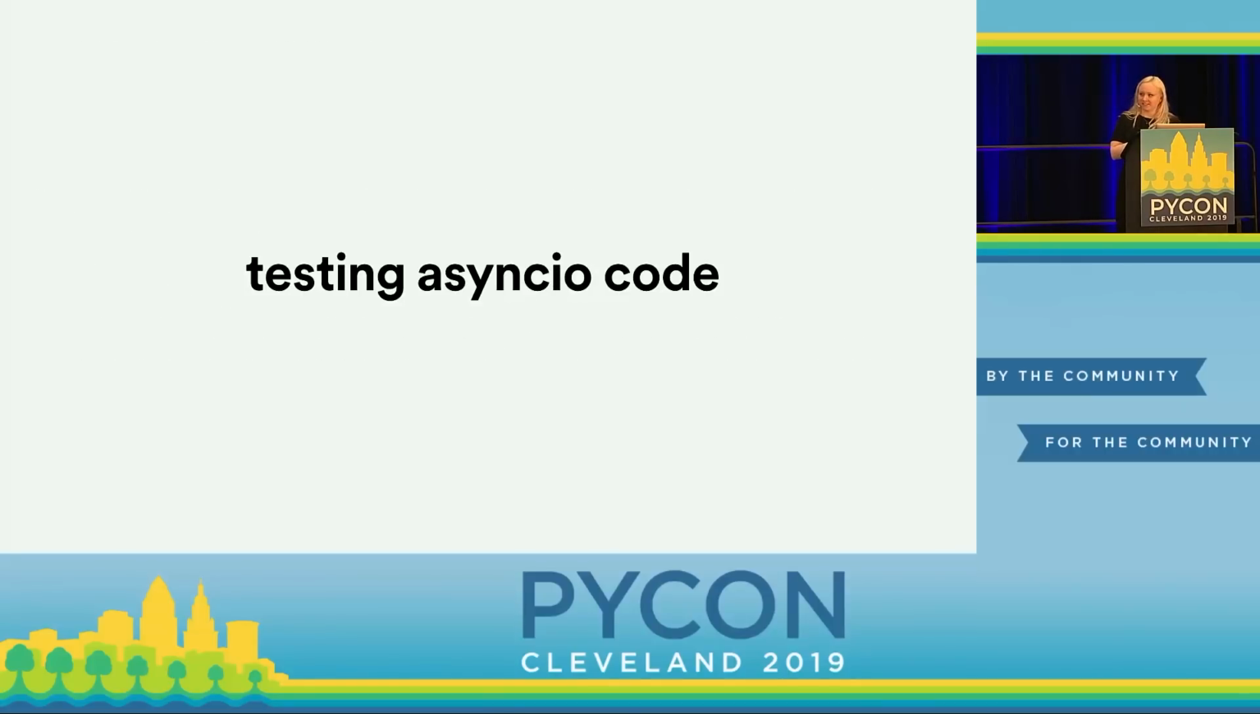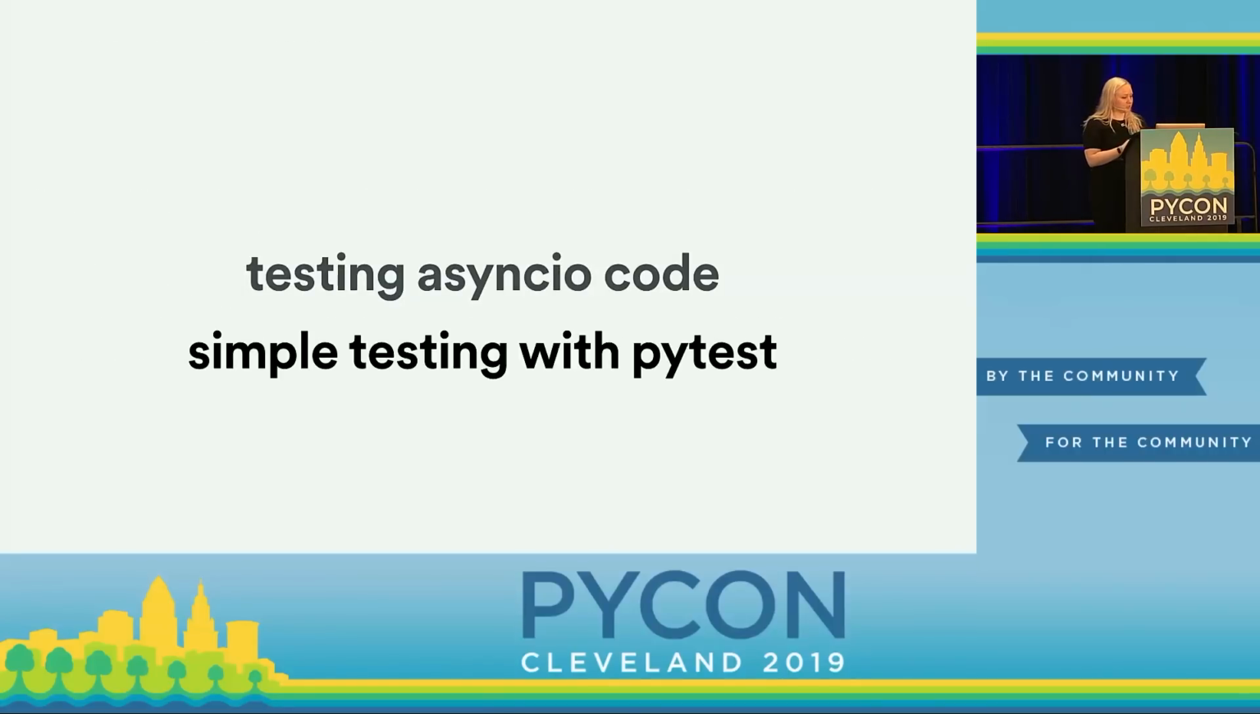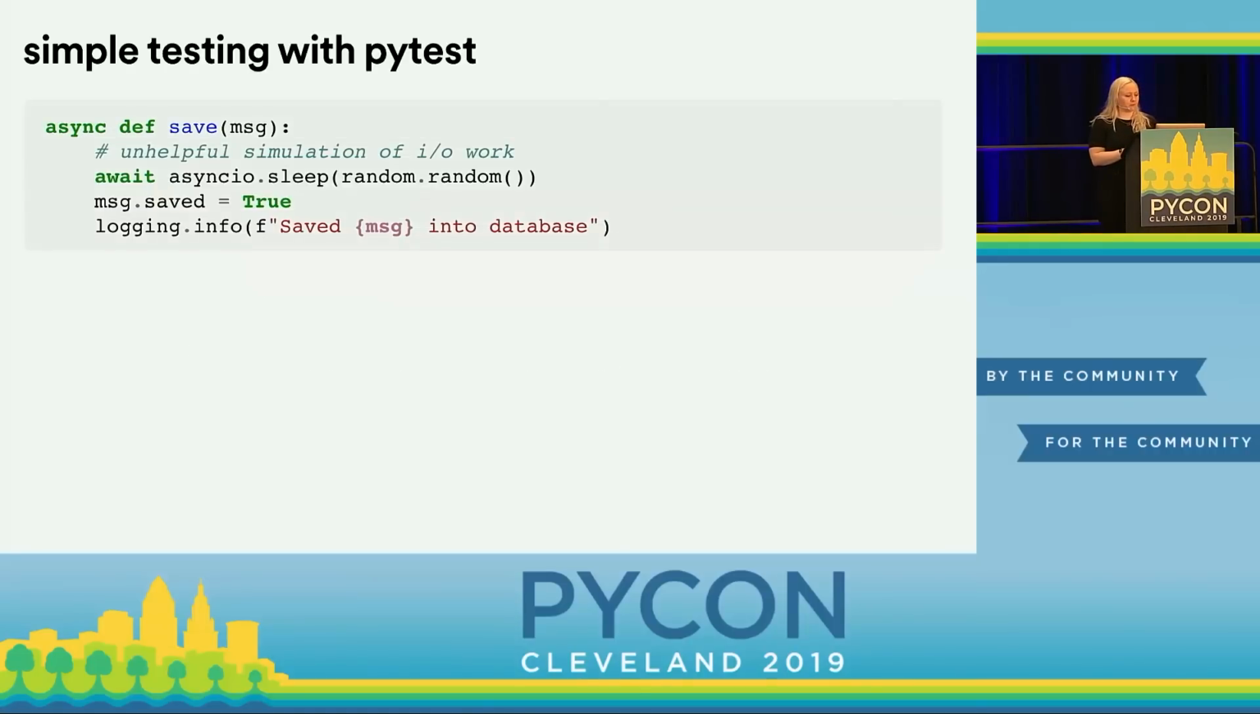So on to testing. For a more simplistic starting point, we're going to test asyncio code before we introduced threading. So we're going to start simple. We're going to test the save coroutine function using pytest.